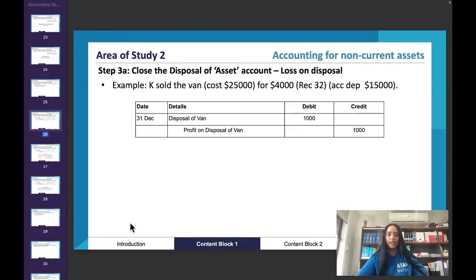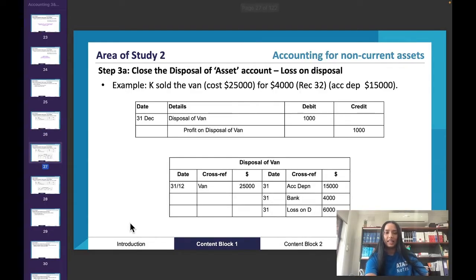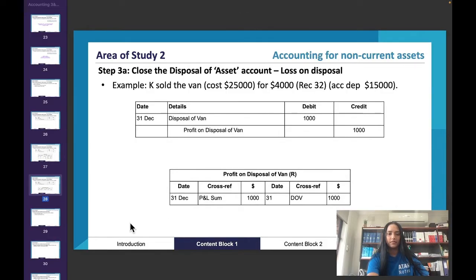So going back to our example, this is how we'd record that. On 31st of December, we debit disposal of van $1,000 and credit, oh, in this case it was a profit, so we credit profit on disposal $1,000. And then this is what the disposal of van account looks like after that. And then if there was a profit, this is what the profit on disposal of van account looks like.